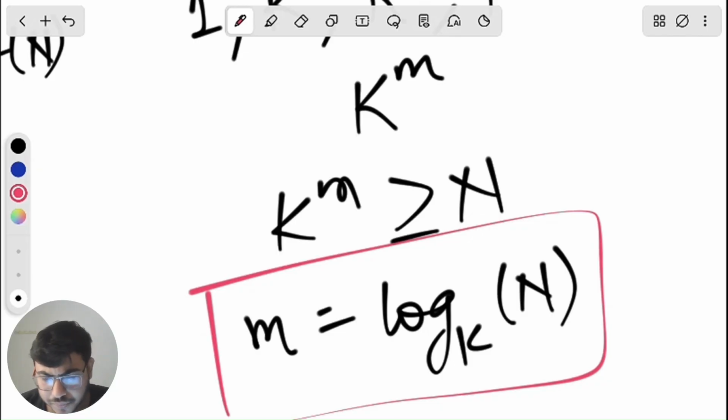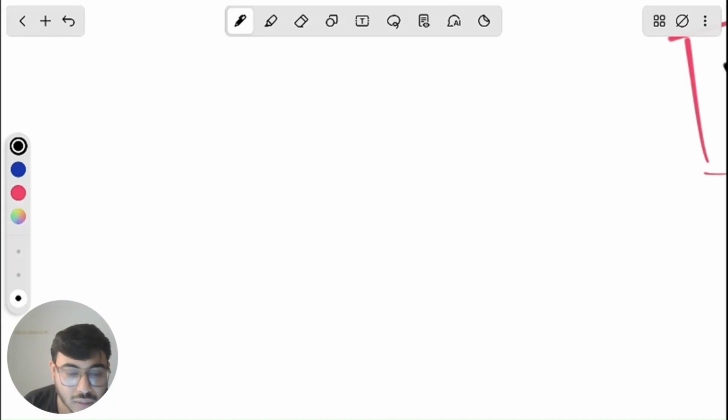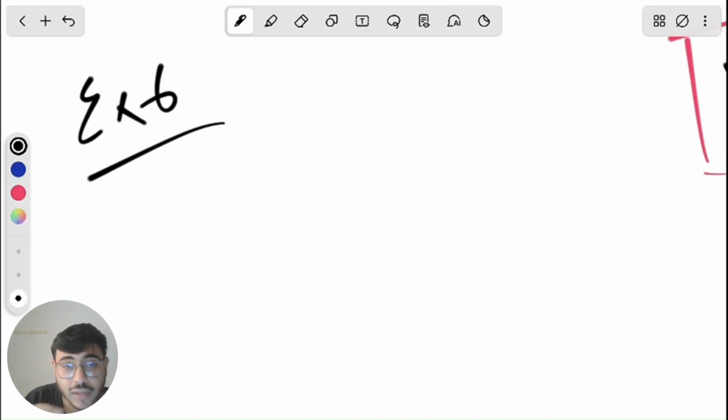In the sixth example, again we can see: i equal to n, i greater than or equal to 0, and i /= k. So this time we are dividing by k. This time we are dividing by the value of k, correct? Example 6. So this is not very different from the previous example. Earlier we were multiplying. This time we are dividing things by k. And remember, k is always bigger than 1.